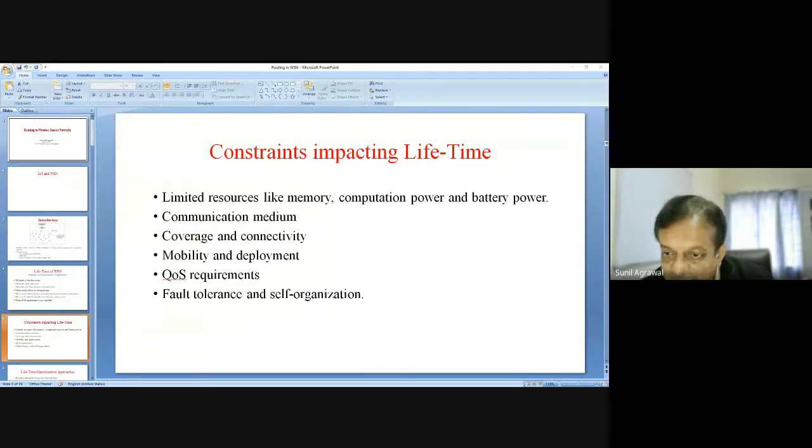And the last one is fault tolerance. Fault tolerance, we can say, when a particular node is not working or its battery depletes, then it should be possible that other nearby nodes take over or cover the particular target area, right? So fault tolerance means if a node fails, then nearby nodes should be able to cover the target area.